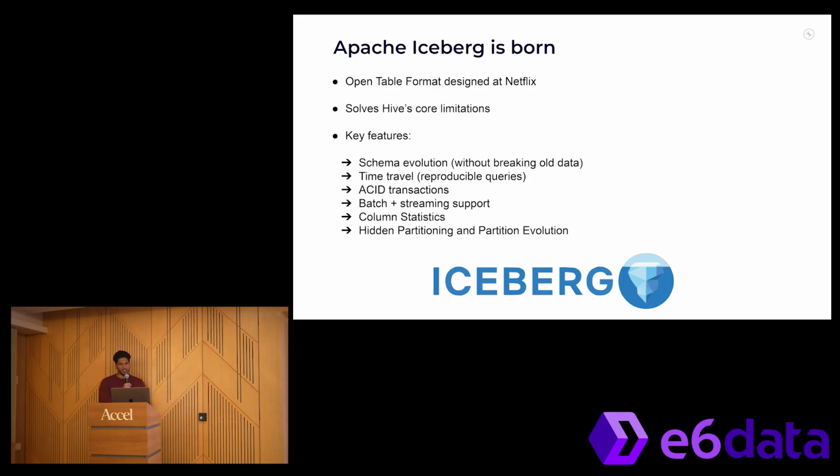Then it solves the limitations of Hive, and the key features of Apache Iceberg are, one, schema evolution without breaking the old data. Second is time travel, because you have snapshots. A snapshot is nothing but a point-in-time view of your table. Let's say you have a snapshot S1 with 100 records, you add 3 more records, and you have a snapshot 2 with 103 records. Now it's up to you whether you want to read based on snapshot 1 or snapshot 2. So you get that time travel feature in Iceberg.